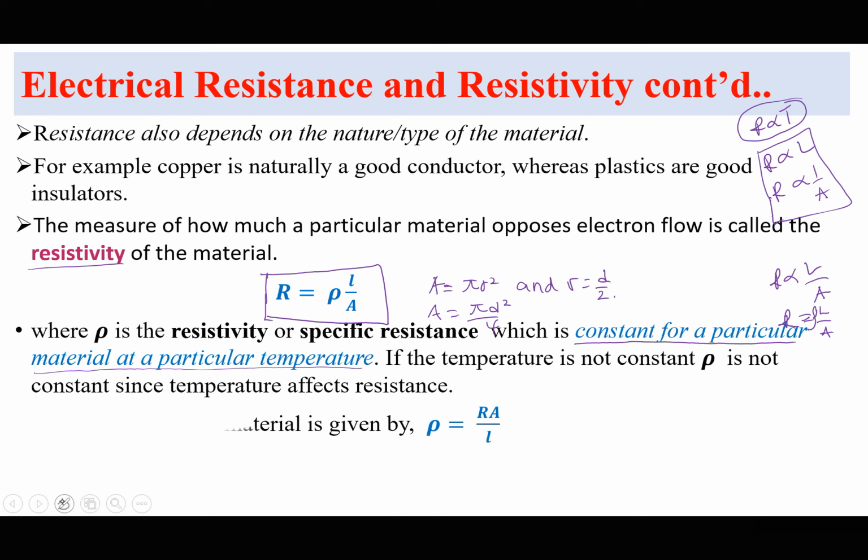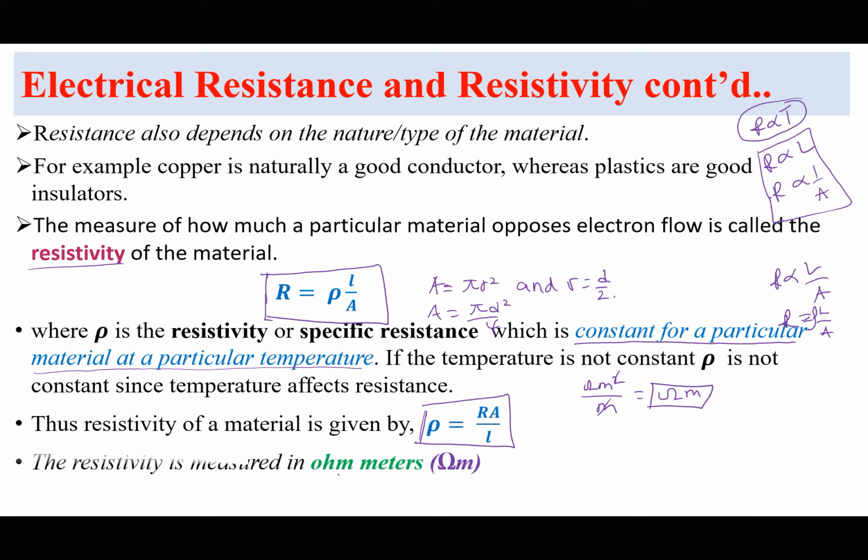And making rho the subject, the resistivity of a material could be given as R A over L. We can derive the units for resistivity. R is measured in ohms, area is measured in meters squared, length is measured in meters. So the resistivity is measured in ohm meters. The unit for resistivity is the ohm meter.